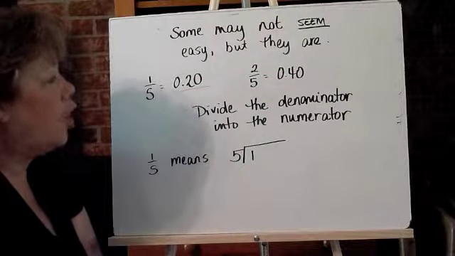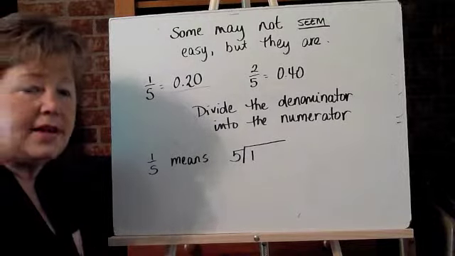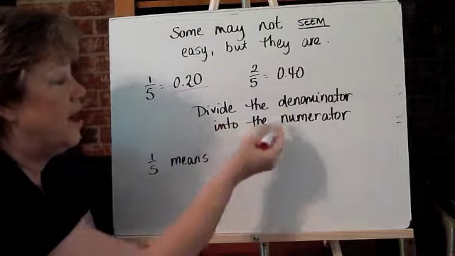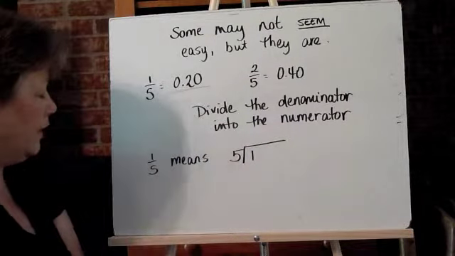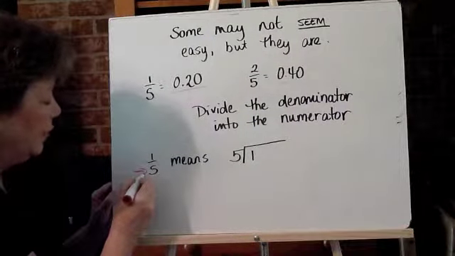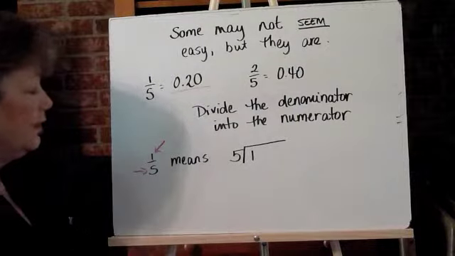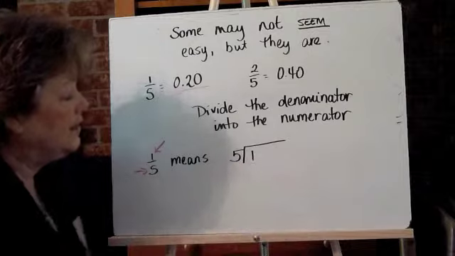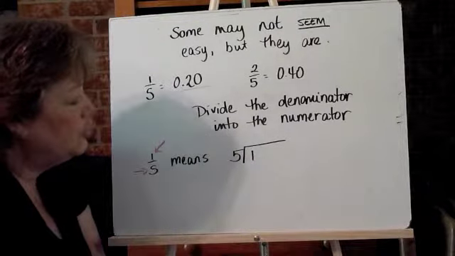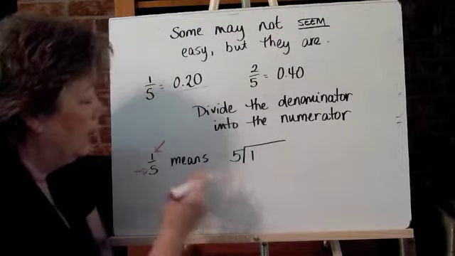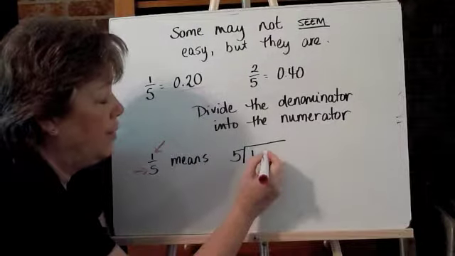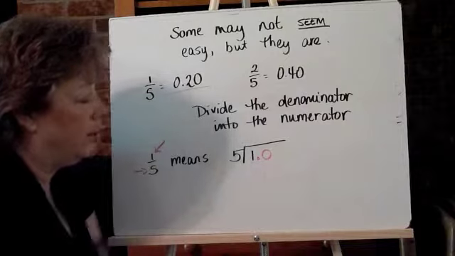But for the ones that aren't so easy to think about with money, there's a simple process. You simply divide the denominator into the numerator. So I divide the denominator into the numerator. It's set up like this: 5 outside of the house, 1 inside the house. Usually the first thing I do is put a decimal point and at least one 0.